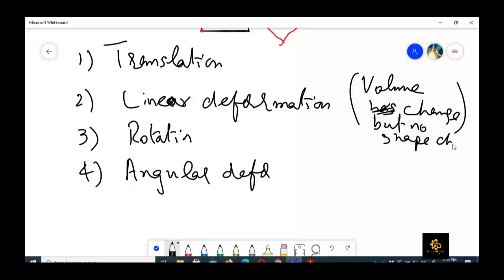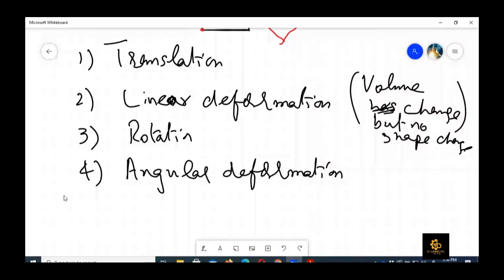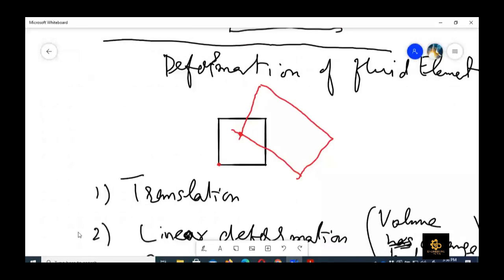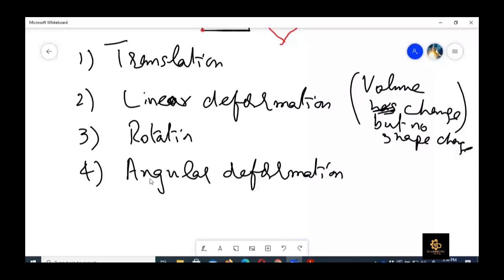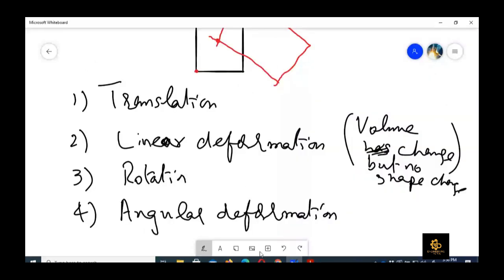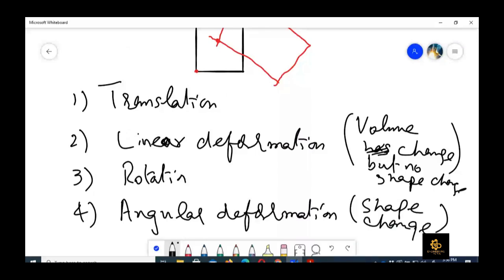Angular deformation, that is, from the original square shape, it has become some other shape. So maybe some other shape, maybe some distorted element. So that is shape change. So these are the four deformations which a fluid element experiences when it flows through a flow under the influence of forces.